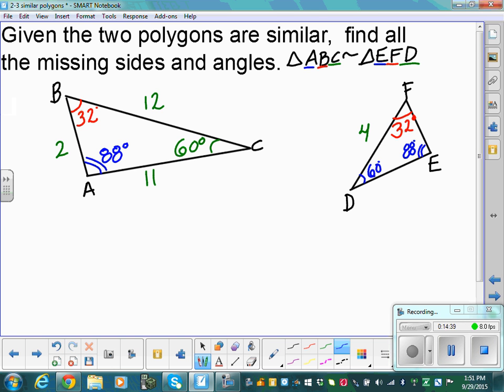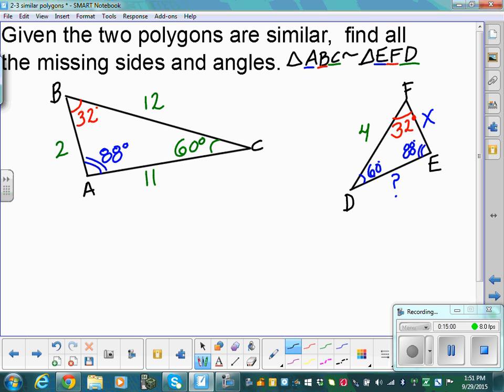We have 2, 12, and 11. We don't have to find any sides over here. We have 4, blank, and blank. So we're going to have 2 blanks to find. I'm going to call this blank x and this question mark, because they're 2 different things to find. Okay, we could call it y, but I'll just call it question mark.